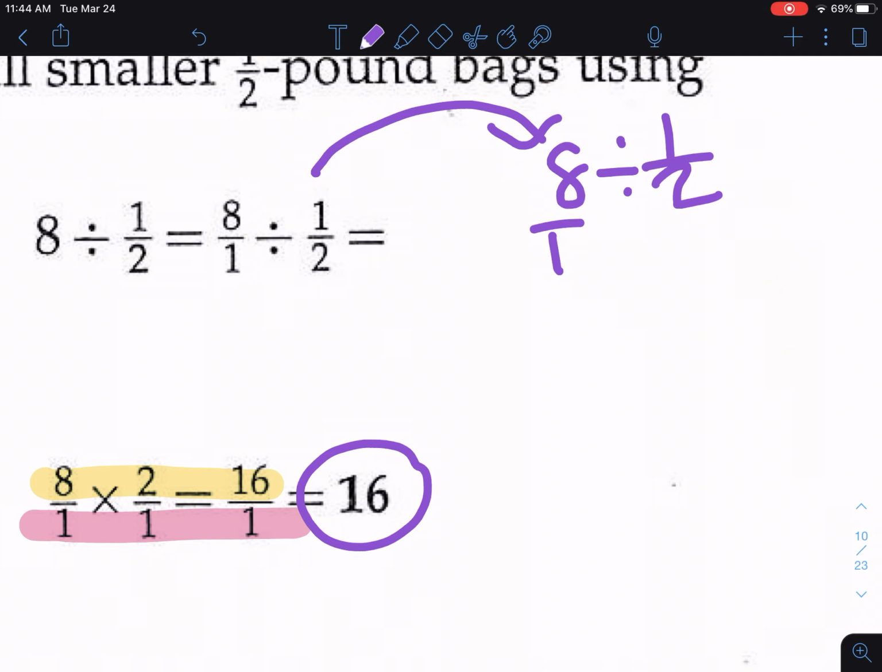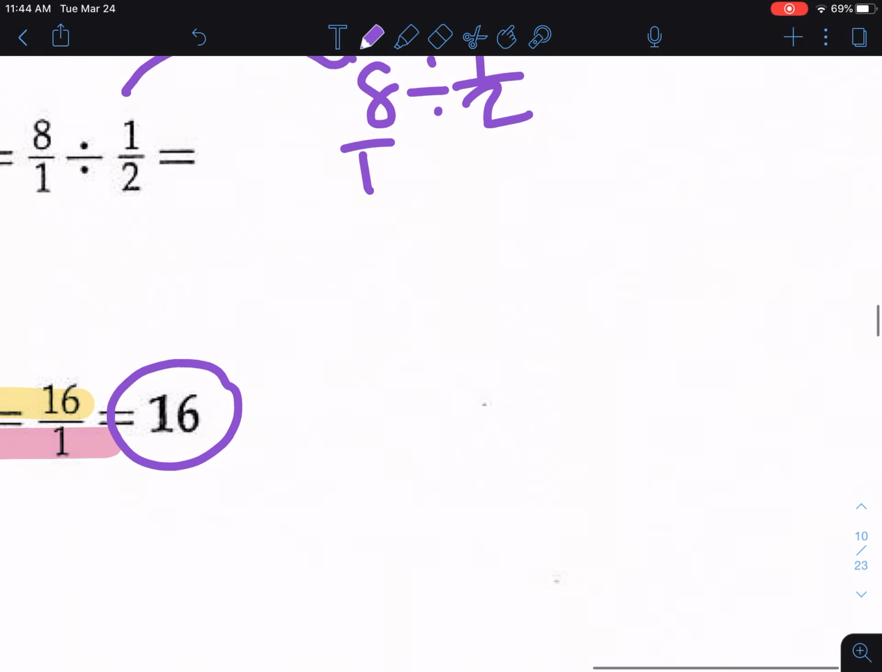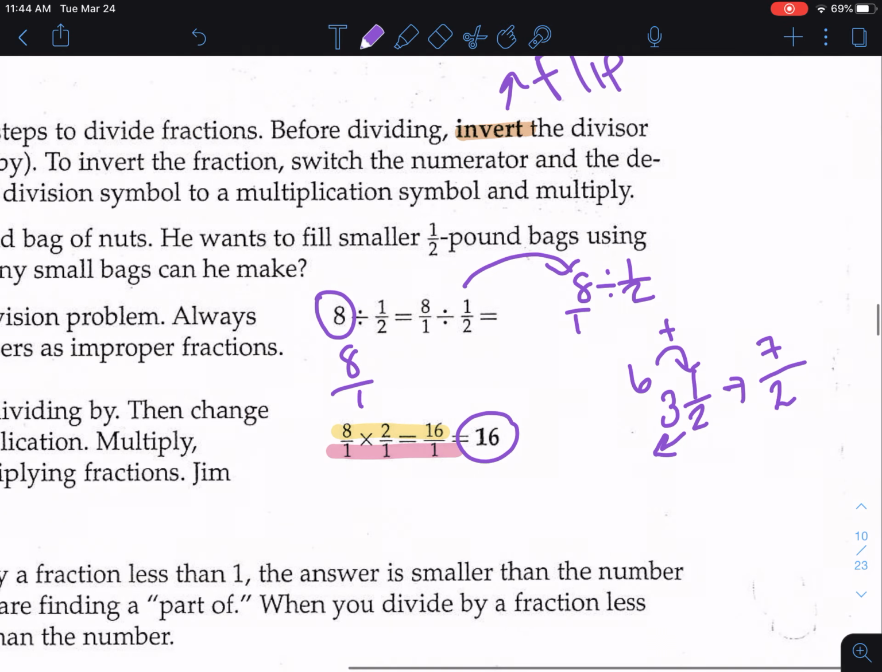A couple of things to remember. If you have a whole number, you're going to put it over 1. If you have a mixed number like 3 and 1/2, you're going to have to convert that into an improper fraction. Remember, 2 times 3 is 6, and 6 plus 1 is 7. That 7 goes on the top, and we'll keep our 2 at the bottom the same. So those are our couple of little clues.